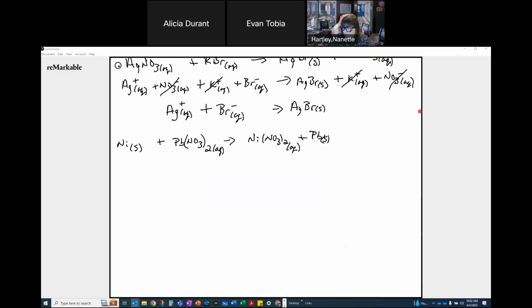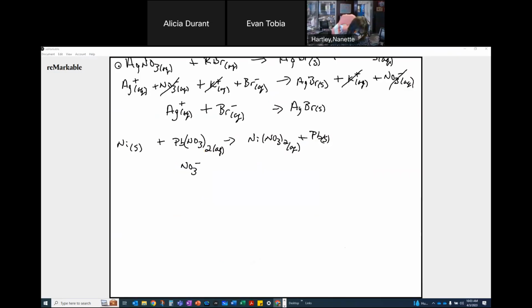Why are they +2? Looking at the periodic table, well, they can be many things. Pb and Ni are both in the D block. So they can be many things. They are what they are because I know that NO3 is a -1 and there are 2 of them. So I have to have 2 positives to balance. Correct. Okay.